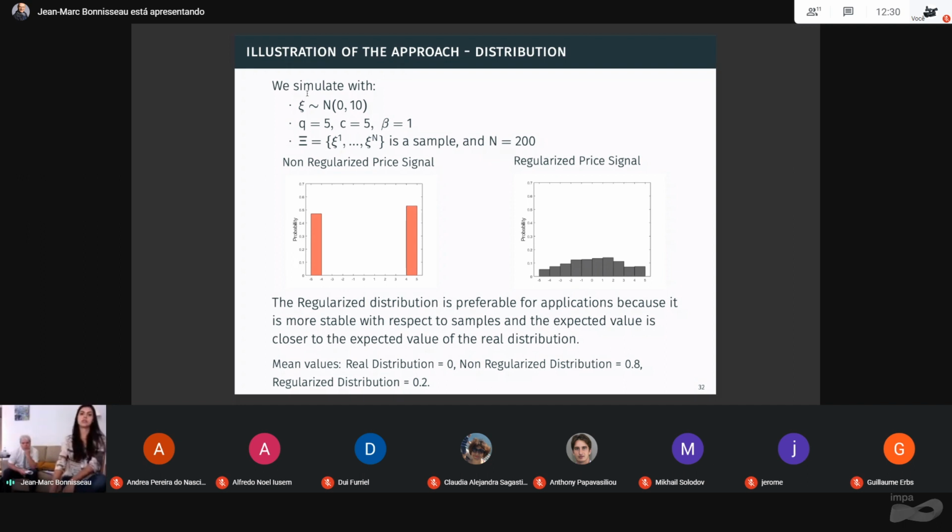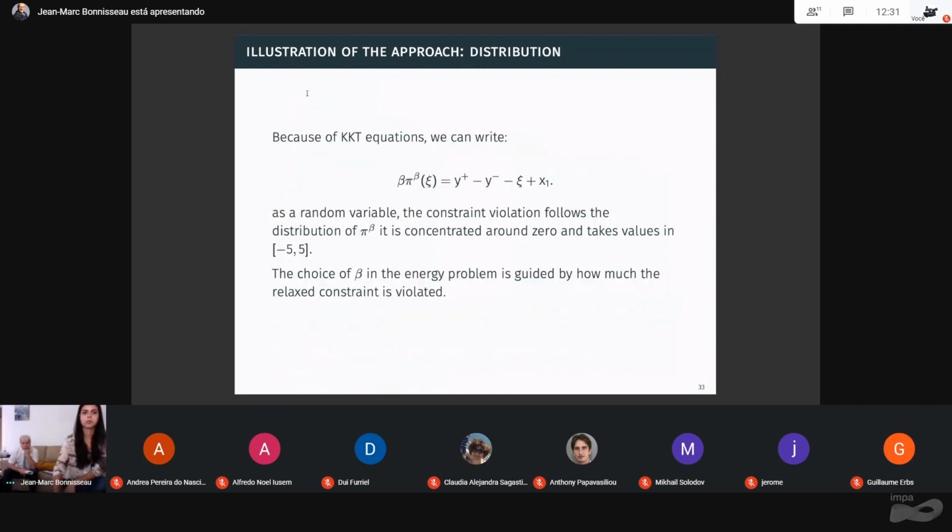So the regularized distribution is preferable for applications because it's more stable with respect to samples. It means that if you consider another sample Xi1, Xi2, the regularized price signal seems to be closer than the non-regularized price signal. And also the expected value is closer to the expected value of the real distribution. For example, in this case, the real distribution has expected value 0, the non-regularized distribution has expected value 0.8, and the regularized distribution has expected value 0.2.